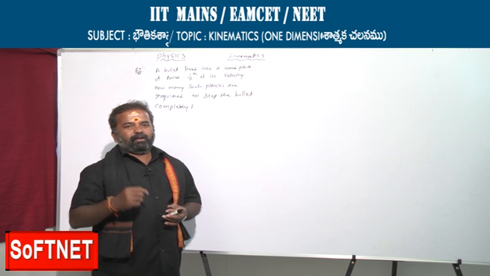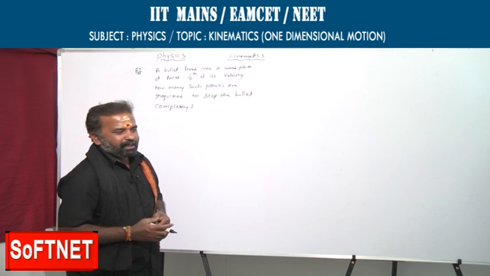So our selection will be v squared minus u squared equals 2as. That is the best way to apply.